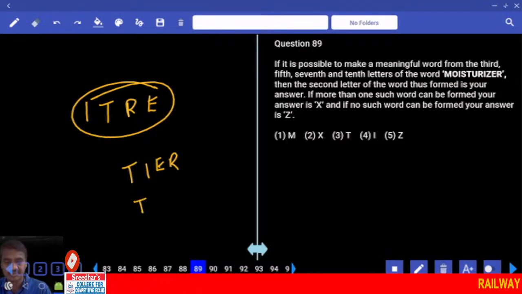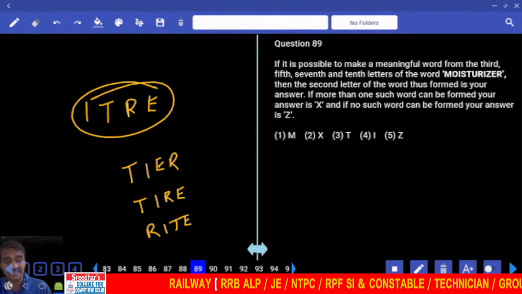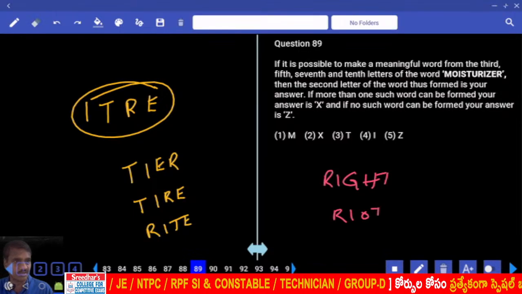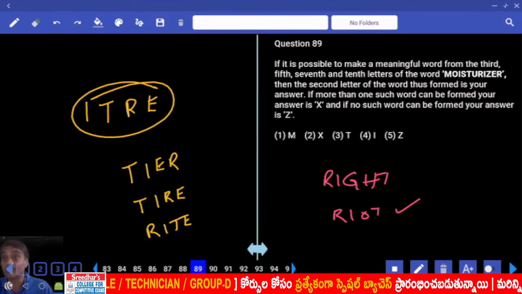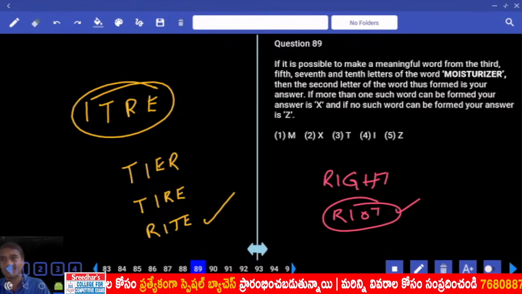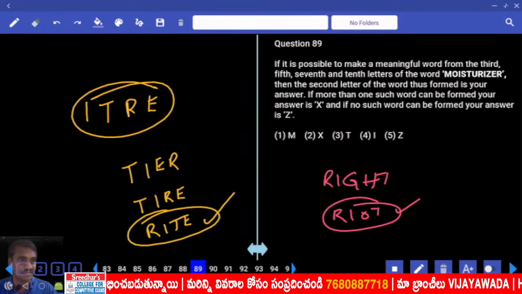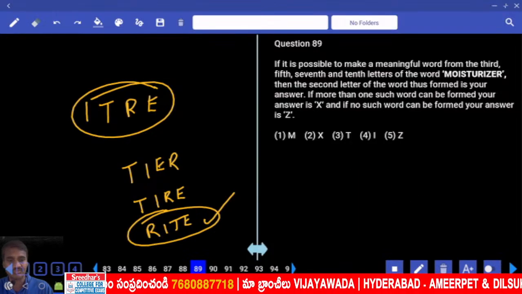The next one, T-I-R-E, tire. Anything else? R-I-T, is there any word called R-I-T-E? R-I-G-H-T, right, is there. Clear? R-I-O-T, riot, is there. R-I-O-T, riots means communal riots, isn't it? Then R-I-T-E, is there or not? Yes, there is R-I-T-E, rite. R-I-T-E, rite, is also there. That means cultural events we follow in an order, that is what we call a rite. And so many words were there? 3 words. And more than one. More than one, option 2.